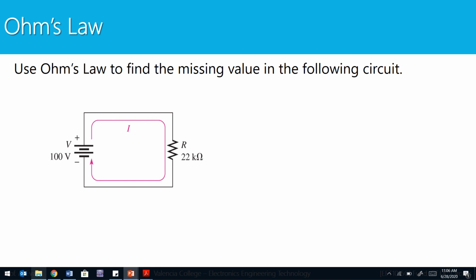And now let's do some quick practice using Ohm's law. We're going to use Ohm's law to find the missing value in this circuit. Notice I have a DC source right here. It's labeled as having a value of 100 volts. Look at the polarity. The polarity tells you the direction that current will flow. That's important, so we know current flows this way. Direction matters. And we have a resistor of 22 kiloohms. What we want to know is how much current is flowing in that circuit.